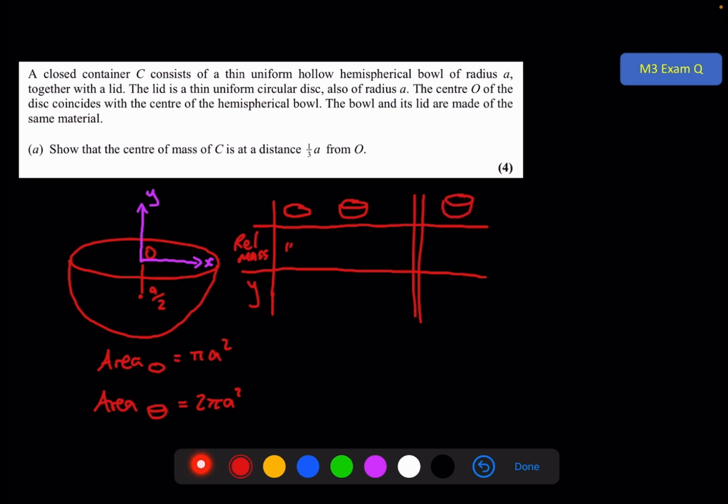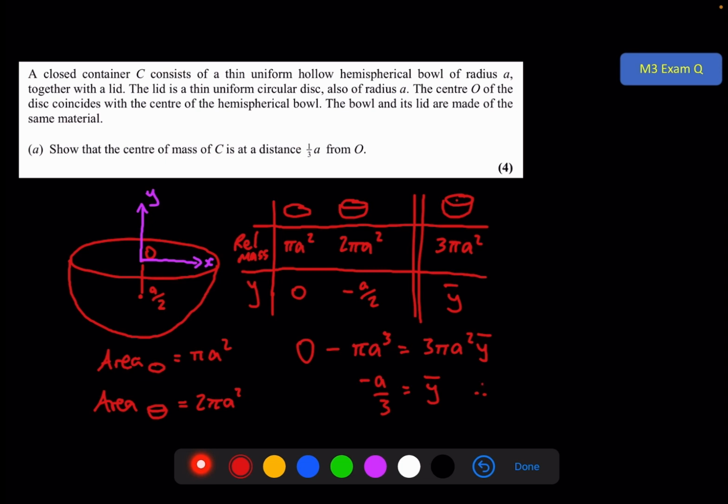Relative mass of the disk, pi a squared, of the hemisphere, 2 pi a squared, of the total shape then 3 pi a squared. This is y bar. Center of mass of the disk is at 0, and for the hemisphere minus a over 2. So we've got pi a squared times 0 plus 2 pi a squared times minus a over 2 gives us minus pi a cubed, must equal 3 pi a squared y bar. We can cancel a squared and pi, which just gives us a minus a on this side, and then divide through by 3 to give the answer.